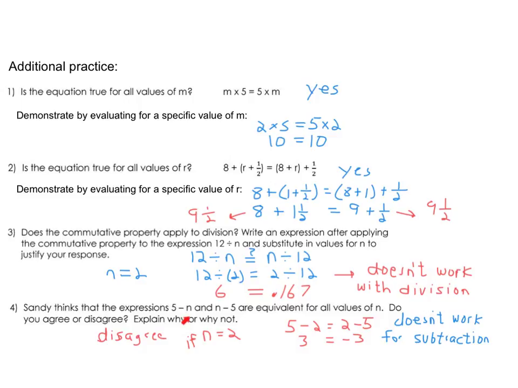Same thing with subtraction. If I change the order, I get 3 and negative 3 if I let n equal 2, for example. So this doesn't work for subtraction either. You just can't change the order. It only works for addition and multiplication.